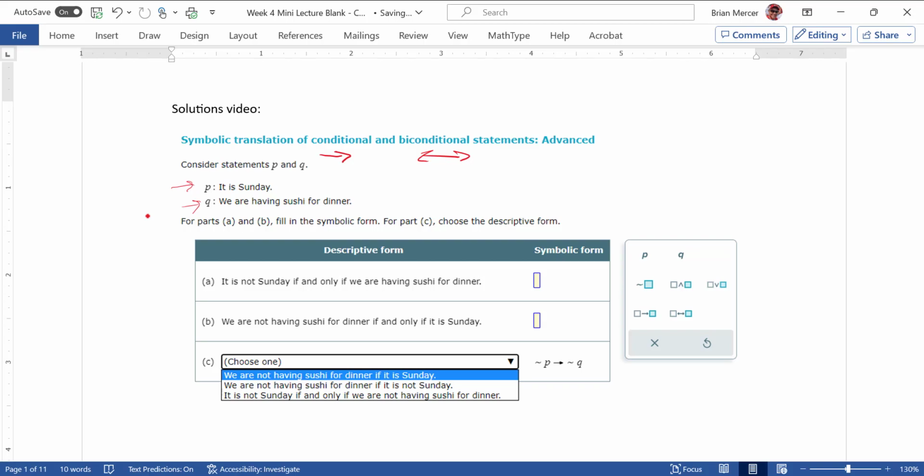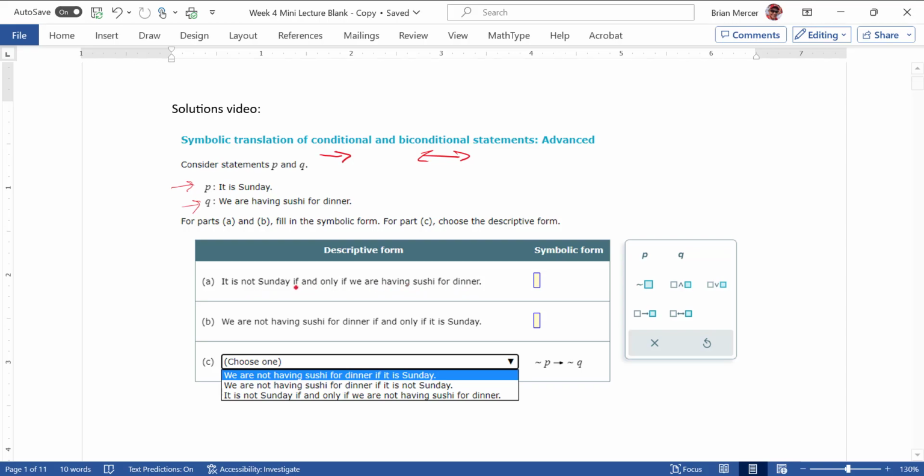For parts A and B, we're supposed to fill out the symbolic form. For part C, we're supposed to choose the descriptive form, so going the other way, interpreting the symbols and writing them in words. You see we've got three options here, but I'll talk about it as though we didn't have those options. So this first statement, as you read it out loud, says, "It is not Sunday if and only if we are having sushi for dinner."